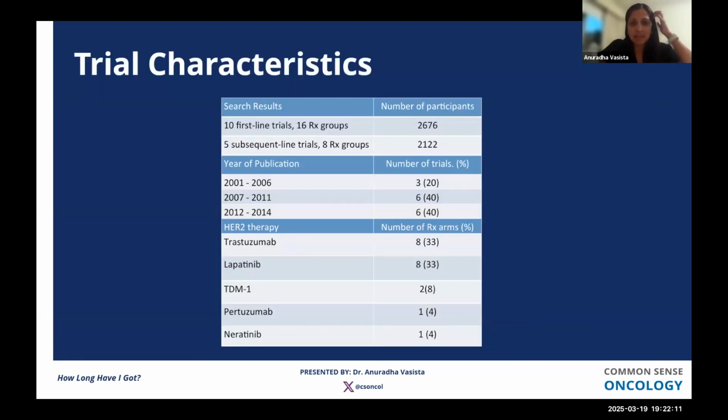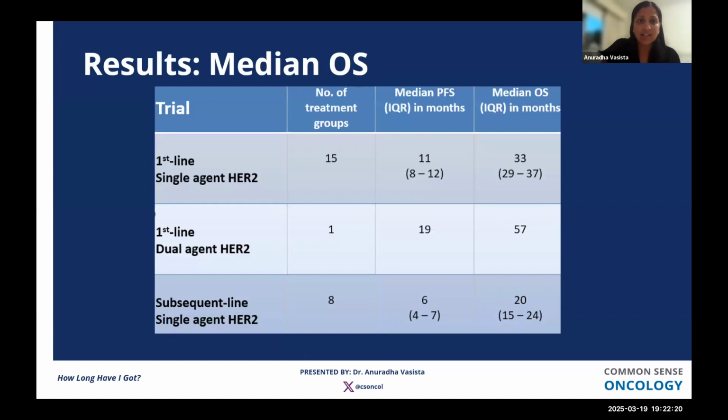There were over 4,000 patients in over 15 trials, and we looked at the median overall survival. Looking at 15 first-line single agent HER2 therapy trials, we found that the median overall survival was 33 months. And looking at the Cleopatra trial, which was the only dual agent HER2 therapy trial, the median overall survival was 57 months. And in all subsequent line single agent HER2 trials, the median overall survival was 20 months.